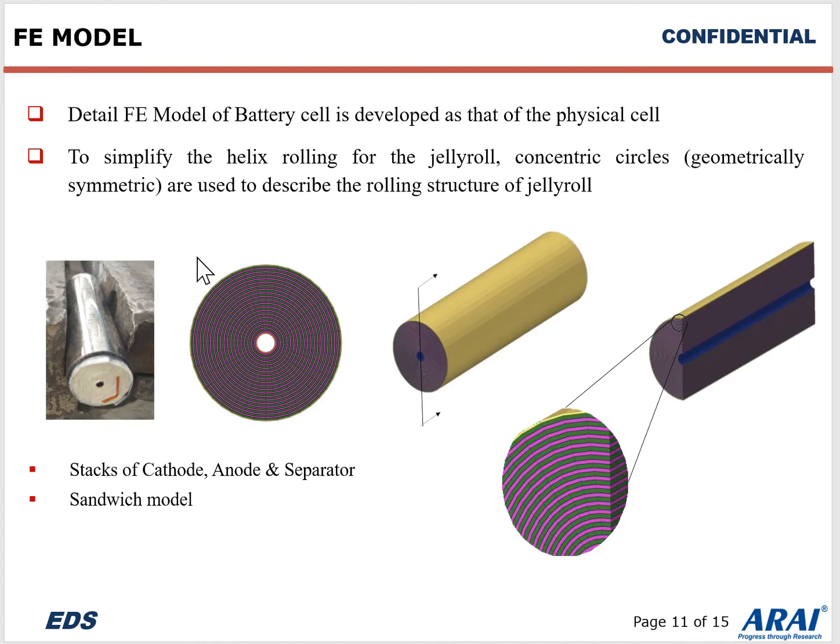Once the cell geometry data and material data were obtained, we developed an FE model of the cell like the physical cell. We used shell elements to model the outer casing, and for the anode and cathode, we used solid elements. You can see here the different stripes, which show the anode and cathode layers. Very fine modeling was carried out to capture each and every detail.